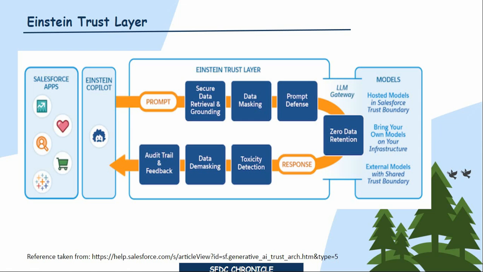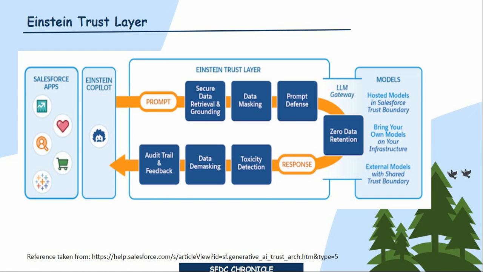What do we mean by Einstein Trust Layer? Einstein Trust Layer is like a safety system in Salesforce AI tools. It ensures that the data stays private, avoids unfair decisions, and explains how AI makes choices so you can trust it. It is mainly composed of three major parts: the prompt journey, response generation, and the response journey.